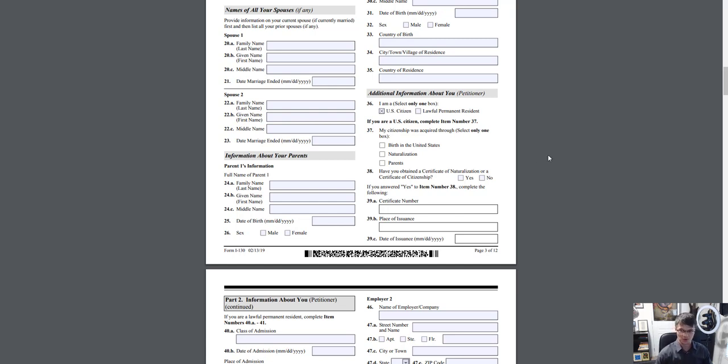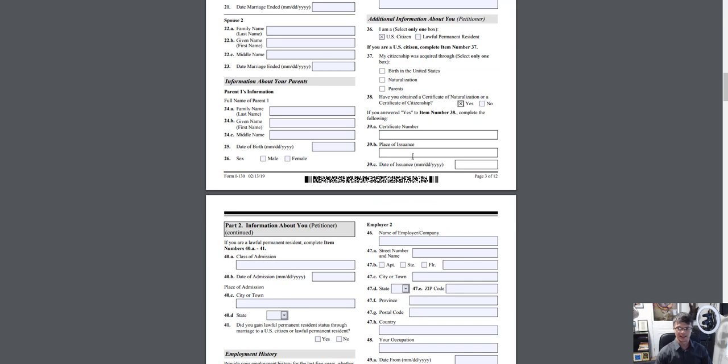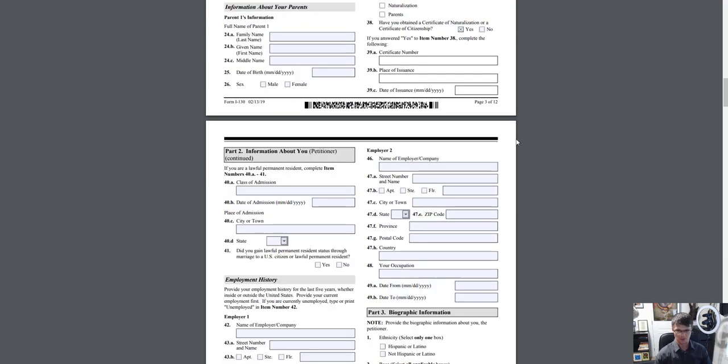It's very, very important. Have you obtained a certificate of naturalization or a certificate of citizenship? Yes. All right. And then if you did, here is the certificate number and place of issuance. Again, you can see these fields. They're white fields. There are gray fields you can fill up. White fields you can't. Make sure once you print it out to go back and fill them up. Don't forget about them. Very important.